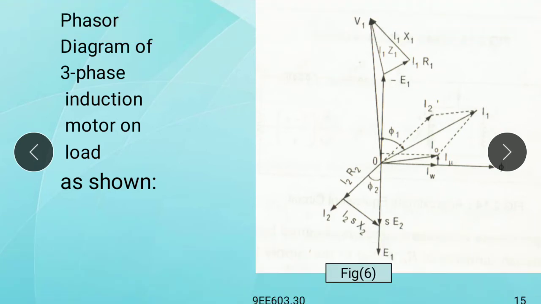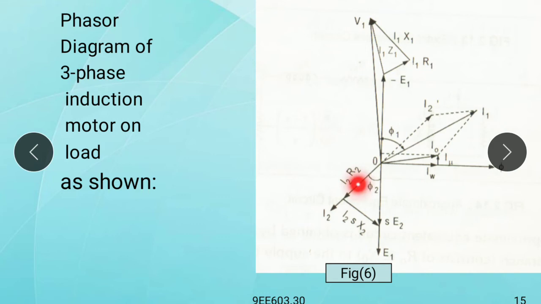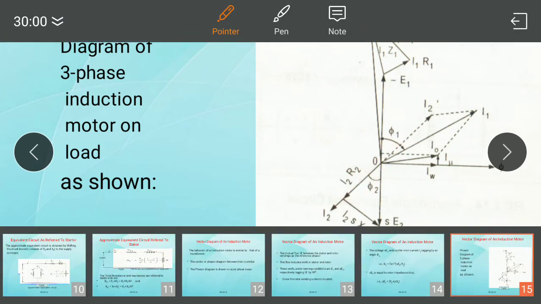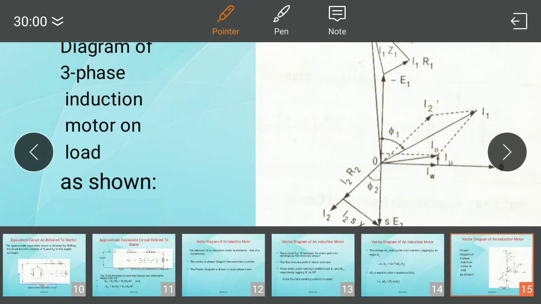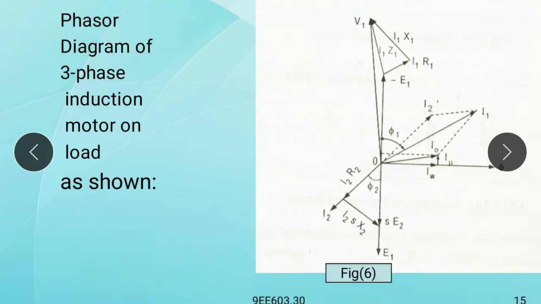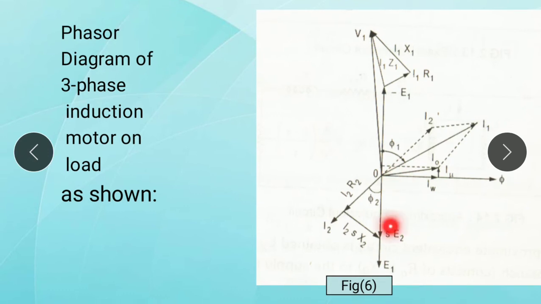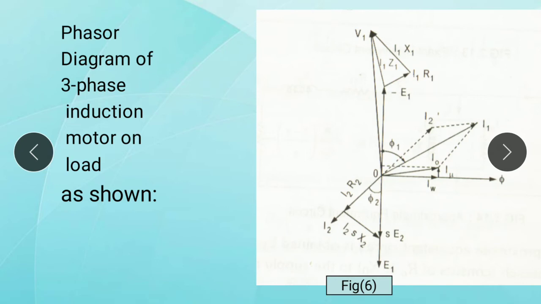Now, how does I2 dash come from I2? This is the I2 phasor. Here I2 R2 is the resistance drop and I2 SX2 is the reactance drop. These two resultants give the SE2. This is the SE2. The angle between I2 R2 and SE2 is phi 2. This is the phi 2.